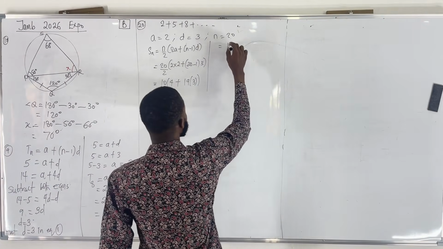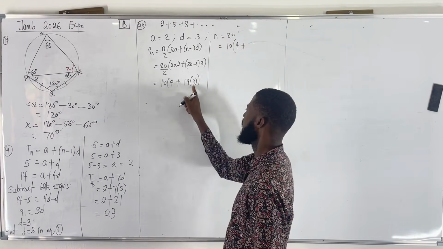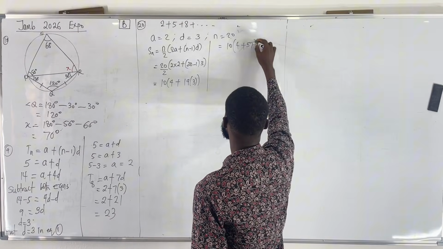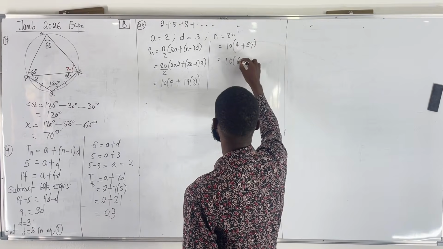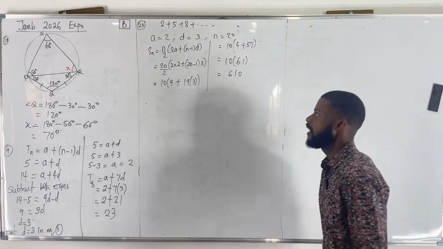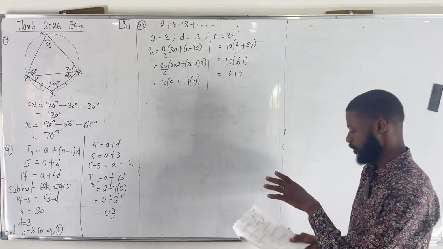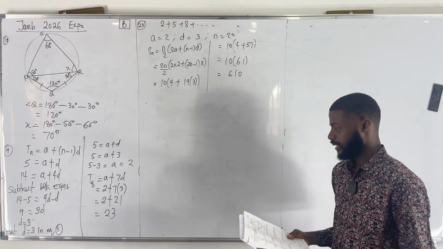Now this is equal to 10 brackets 4 plus 19 times 3, which is 57. So this is 10 brackets 4 plus 57, which is 61. 10 times 61 is 610. So that will be the answer to question number 20. The answer is going to be C. So that would be the answer.